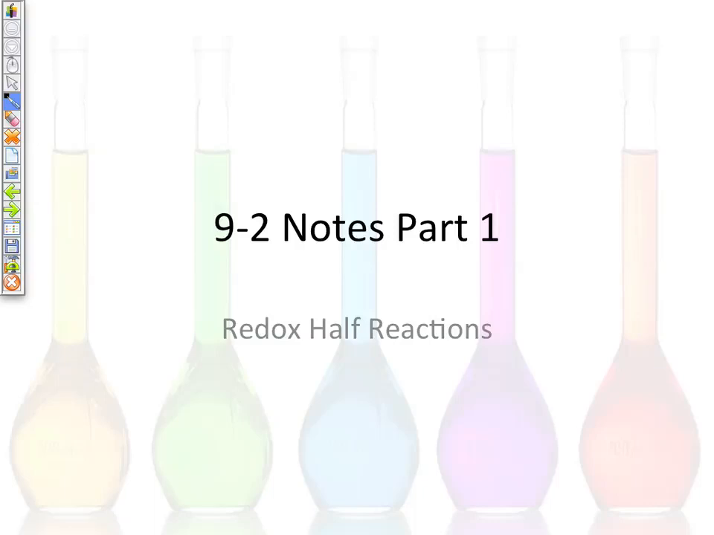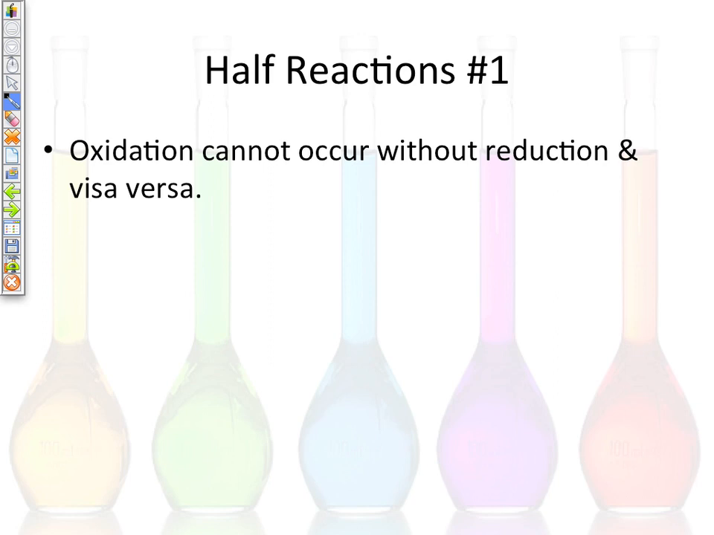So, 9-2 notes, part 1, redox half reactions. Again, we started with this a little bit last week with some half reactions. And we also started with this main tenet of redox. We know that oxidation cannot occur without reduction and vice versa. We have to have both of them. That's why we summarize it with a redox reaction. You can't have one gaining without another thing losing.